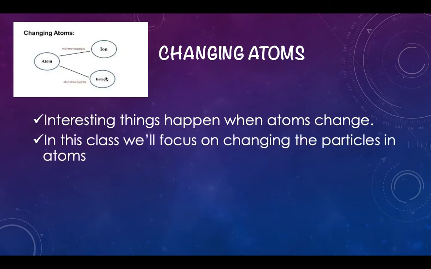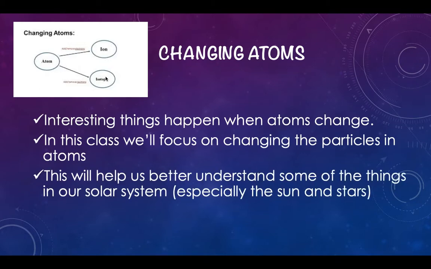In this class, we're going to just focus on changing the particles in the atom. So what if you change the proton? What if you change the neutron? What if you change the electron? And then that's going to help us better understand some of the things that are in our solar system, especially when we talk about the sun.